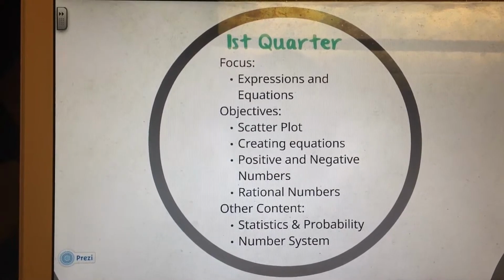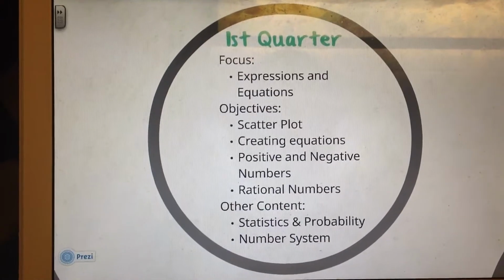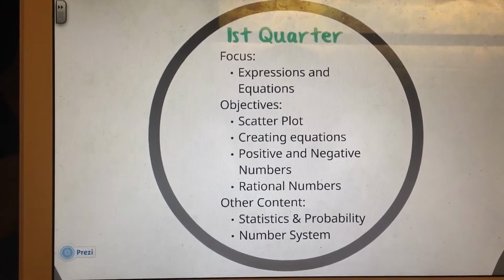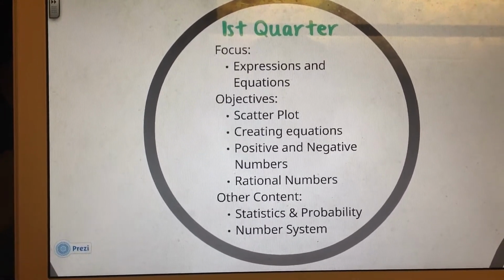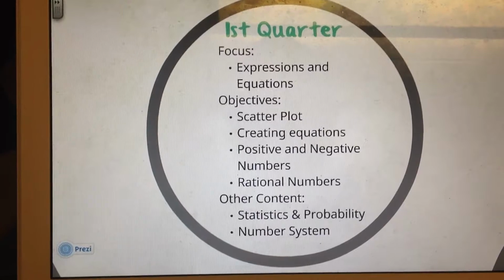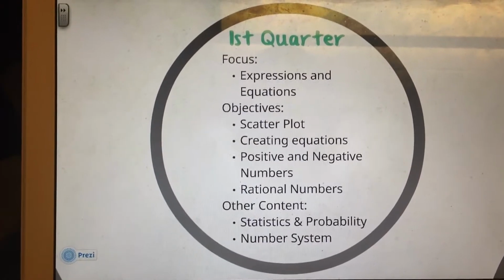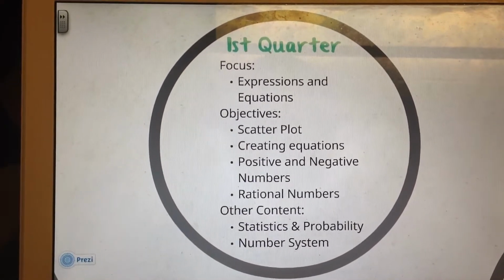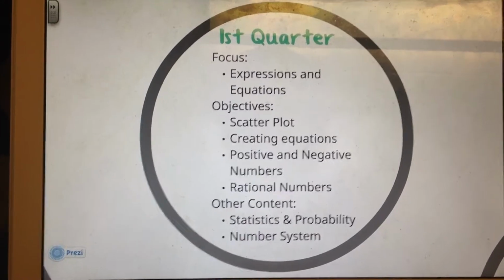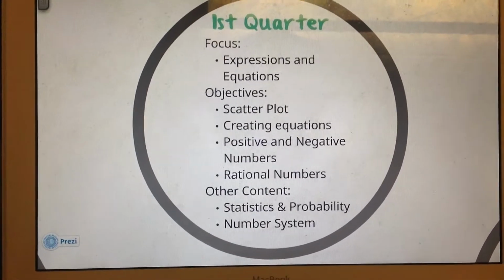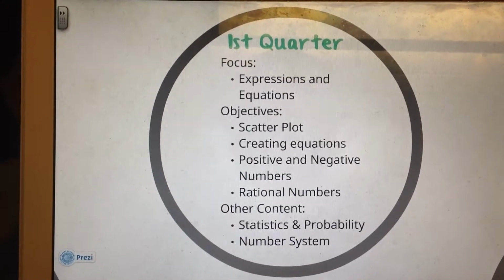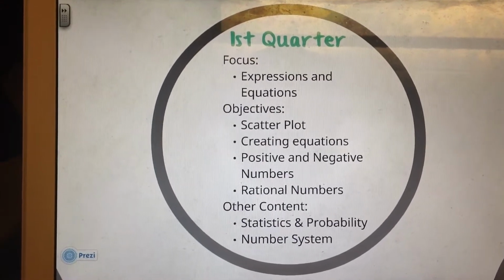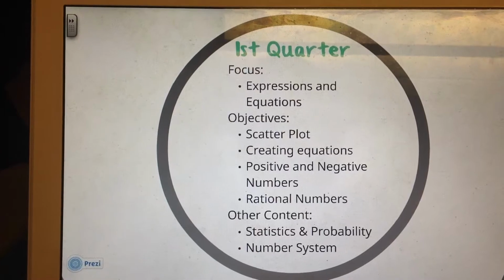Seventh grade. The first quarter focus is expressions and equations. The objectives include scatter plot, creating equations, positive and negative numbers, as well as rational numbers. Other content includes statistics and probability, as well as the number system.